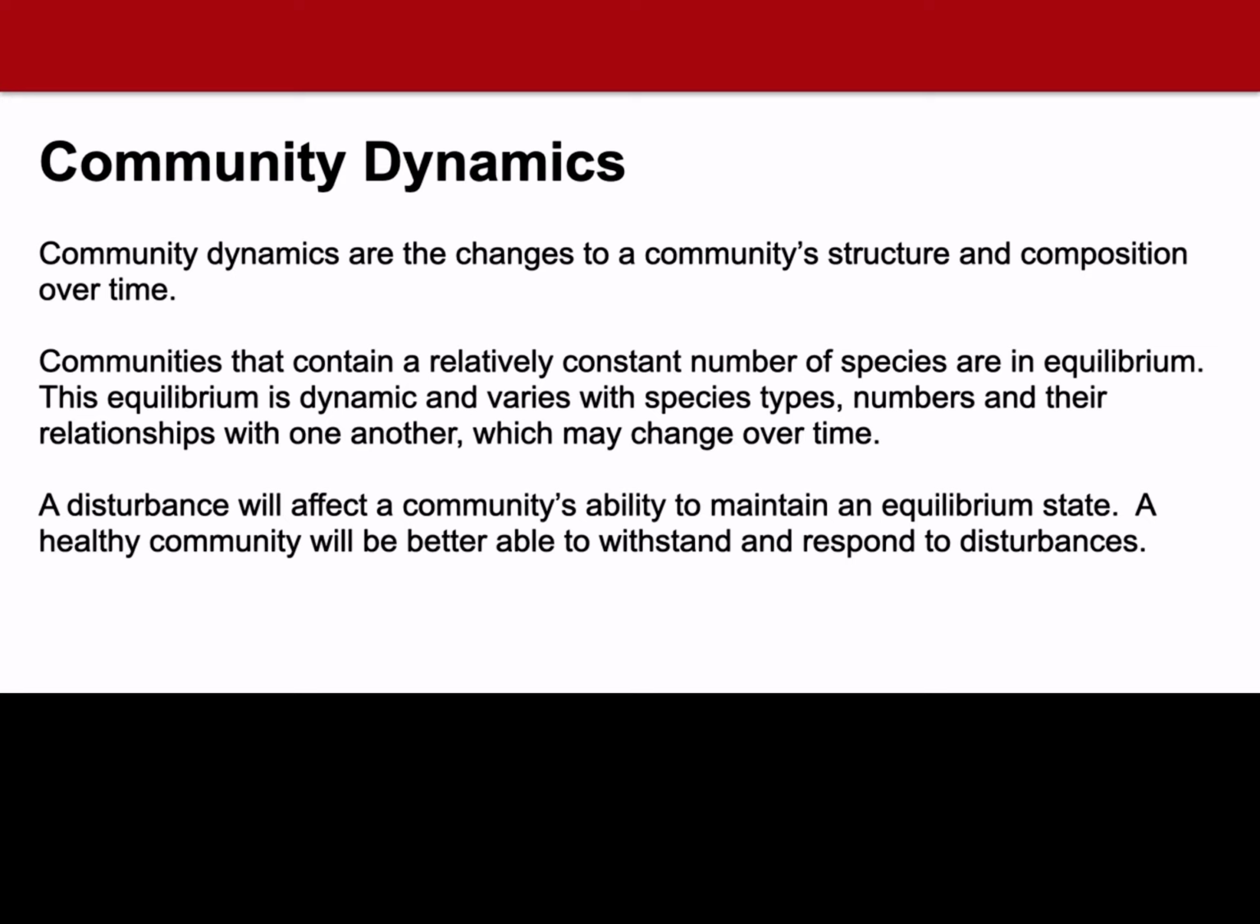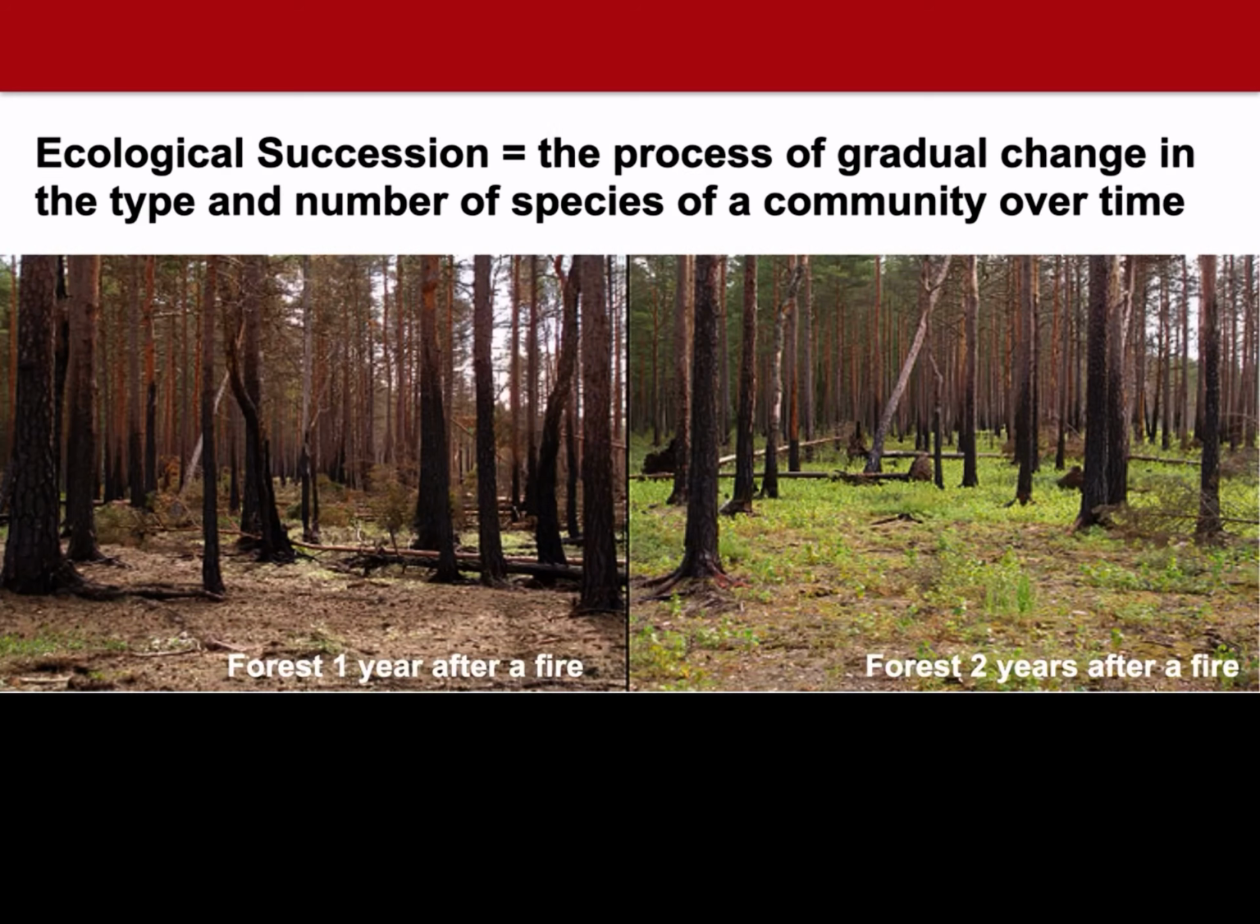Community dynamics are the changes within a community structure and its composition over time. These changes in structure and composition may be caused by a disturbance to the community. For the community to remain healthy and effective, it must be able to adapt and respond to changes. A community with a stable structure is in a state of equilibrium. The way that an ecological community changes over time is known as ecological succession. This process is slow and occurs gradually over time, for example, decades in the case of a forest fire, or even millions of years after a mass extinction event.